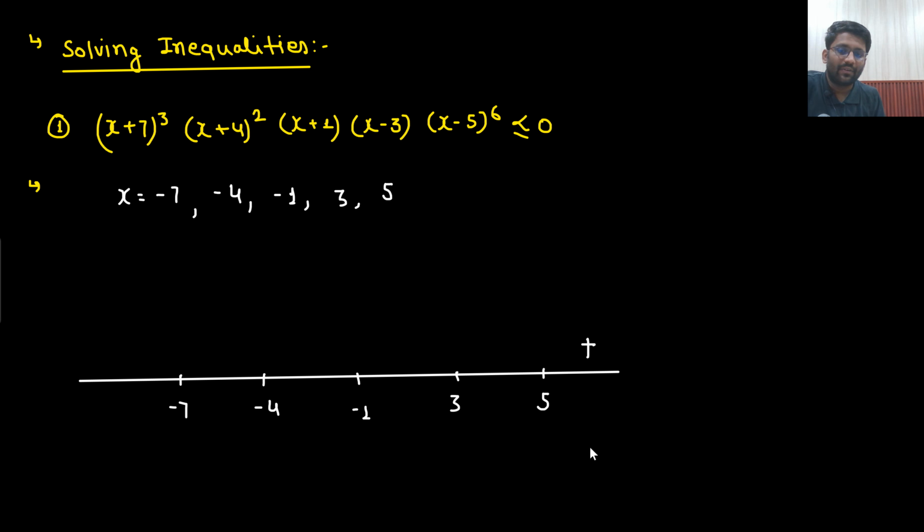Now we will see the powers. Here you have an even power, and an even power will not change the sign. Then an odd power, then an even power again, and then an odd power. So at even powers the sign will not change. Here also positive, then negative, then positive, again the sign does not change, positive, and then negative. We need less than or equal to 0, which means these regions will be accepted.